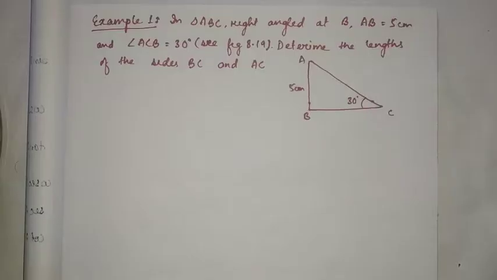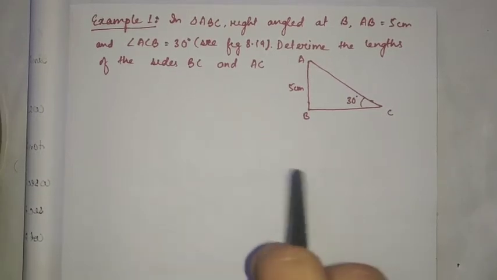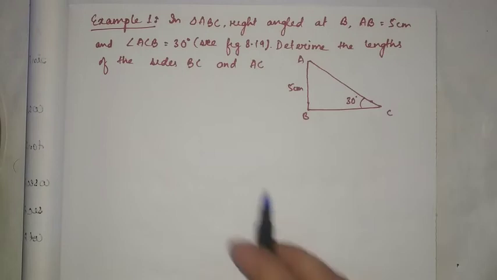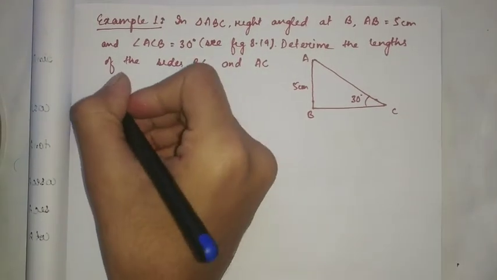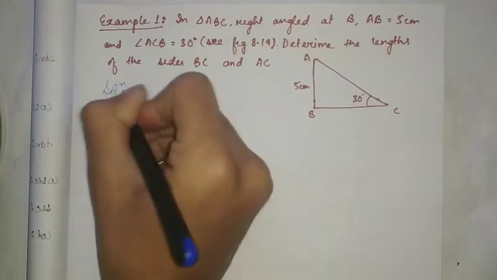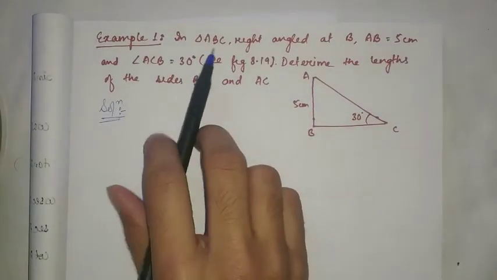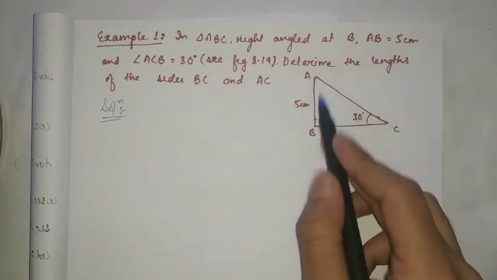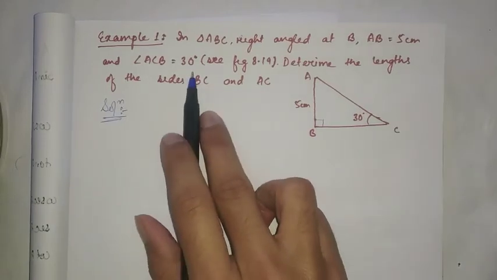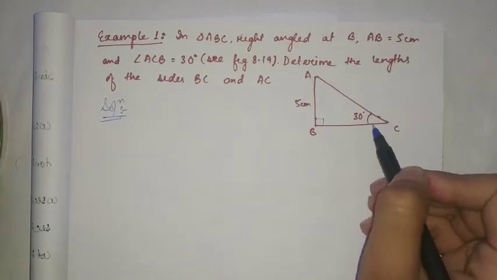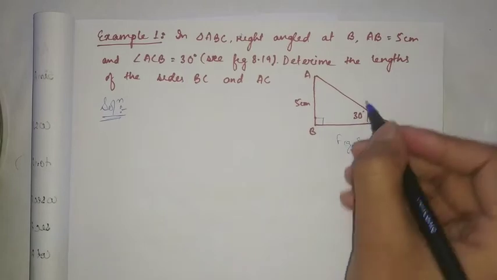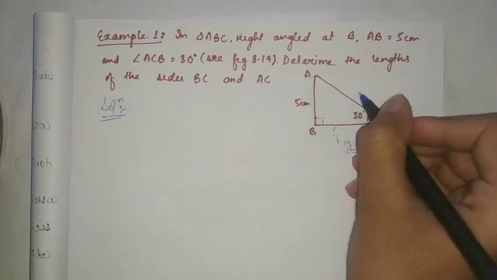So let's move to some examples before going into exercise 8.2. This is not a problem from the exercise, I have taken it personally. It is very important for the concept of using the trigonometric table. See, what is given here is a triangle ABC, right angled at B. The length of AB is given as 5 cm, and angle ACB is given as 30 degrees. This is figure 8.19. We have to determine the lengths of BC and AC.